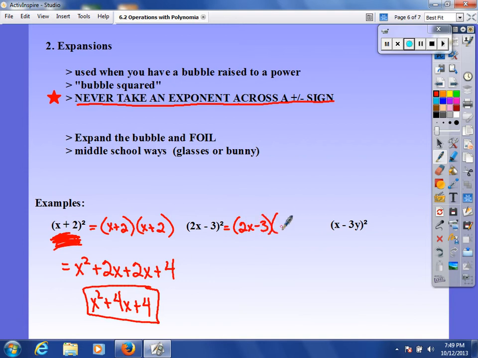Anytime you have a bubble raised to a power, you want to expand. Expand those bubbles out. Now FOIL. Again, it's going to be 4x squared. 2x times 2x is 4x squared. Then I get minus 6x. Minus 6x plus 9.